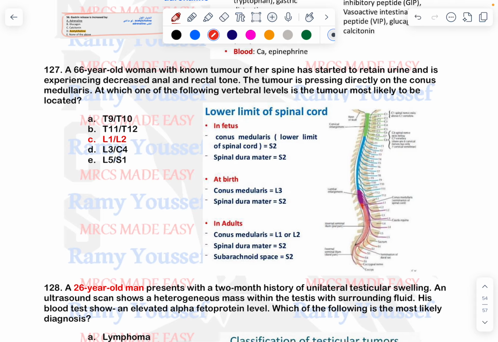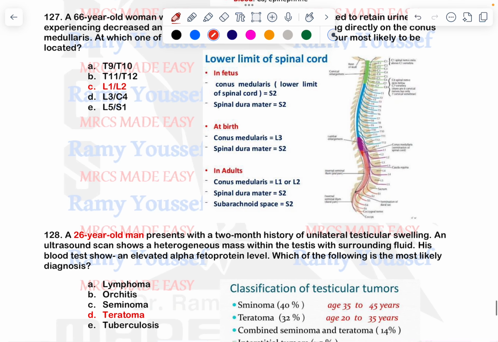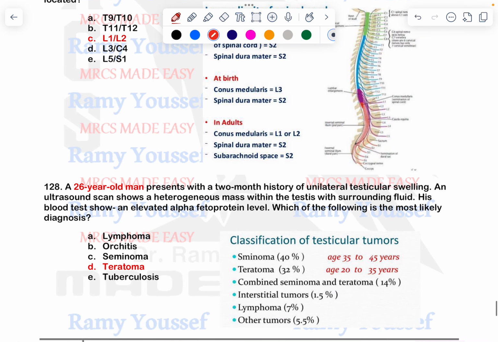A 26-year-old man is brought to the emergency department with a 2-month history of unilateral testicular swelling. Ultrasound shows a heterogeneous mass. This is teratoma, as alpha fetoprotein is raised. Classically, seminoma is 40%; teratoma occurs at a lesser age, seminoma at middle age.